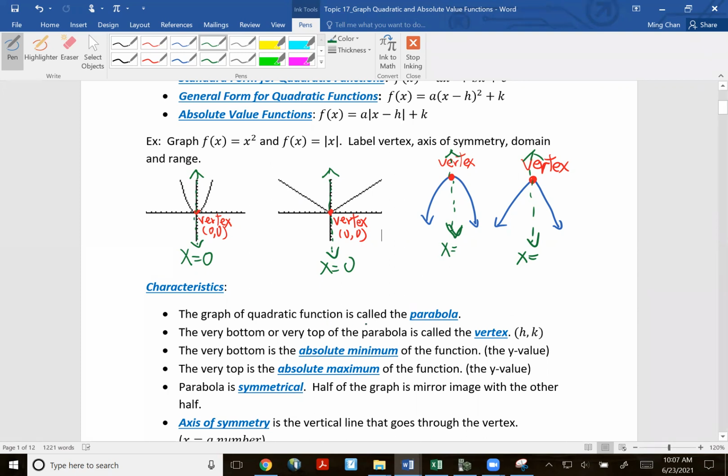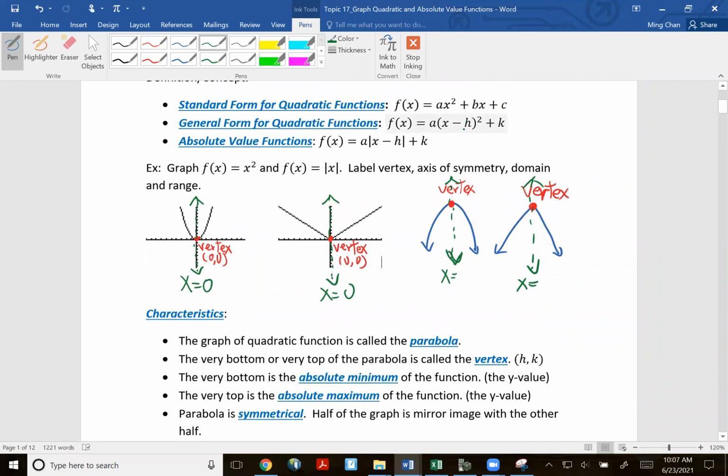So the graph of a quadratic function is called a parabola. The very top or very bottom of the parabola or the V is called the vertex. And we denote it as h comma k. If you look back at the form, the h and the k is actually your vertex. So when your function is written in the general form, you can extract the vertex right away. And remember, as I mentioned before, the formula calls for x minus h inside the parenthesis or the absolute value when you read it in general form.